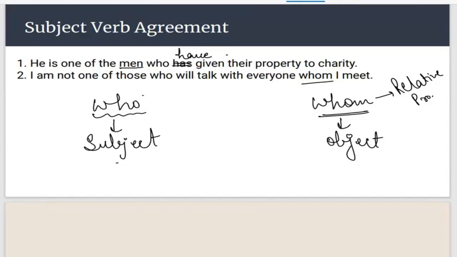Now have a look at sentence number 2. I am not one of those. Here, what is the antecedent? Who is connecting these two sentences, and what is the antecedent in the sentence?